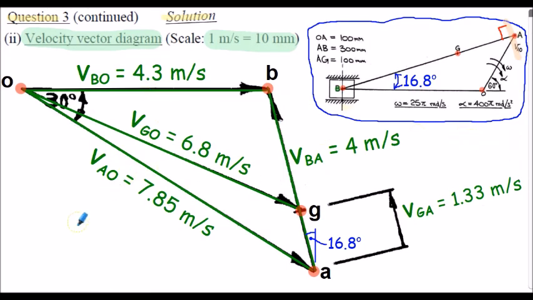Just for clarity, I've tidied up the velocity vector diagram and clearly stated the measured velocities to our scale used. Here's the velocity of A relative to O, the velocity of B relative to O, the velocity of B relative to A, and the velocity of point G relative to O.